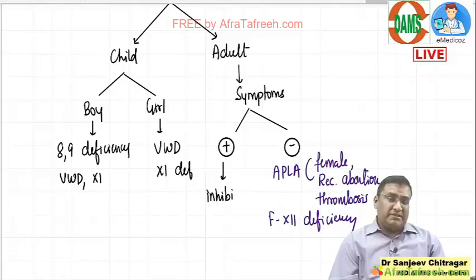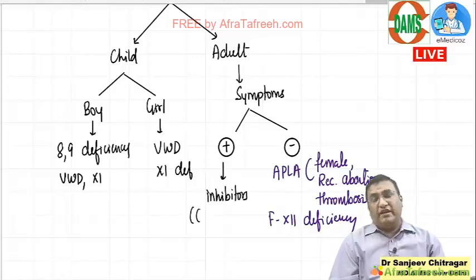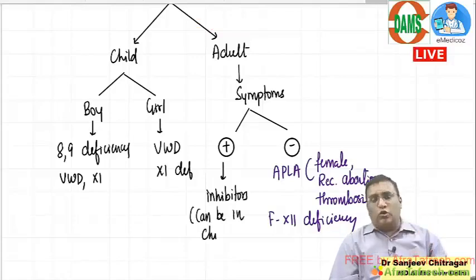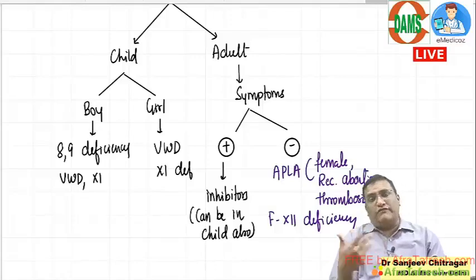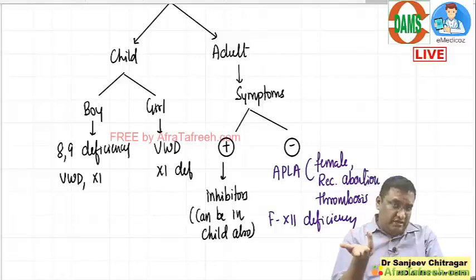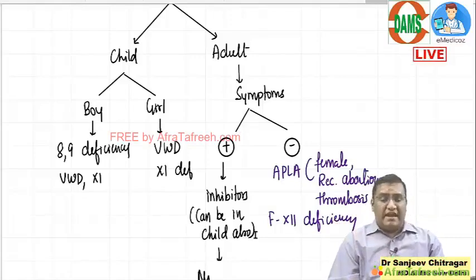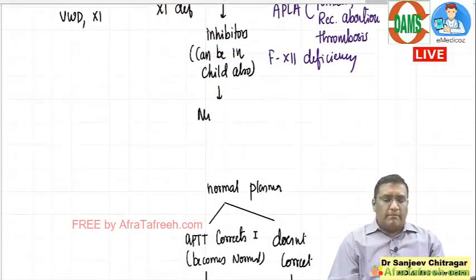If symptoms are present and it is an adult, we are now suspecting a factor inhibitor. Factor inhibitors can be seen even in children also, remember. So a child who is getting repeated infusions of factors like FFP and cryo can also get inhibitors. Inhibitors are antibodies. For them, you do mixing studies.